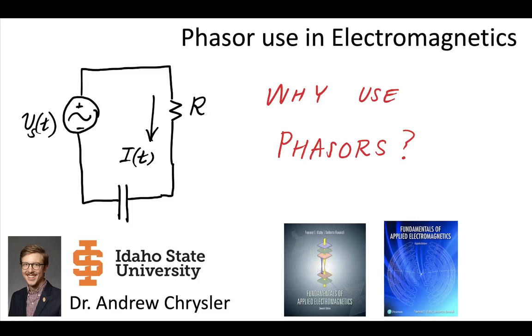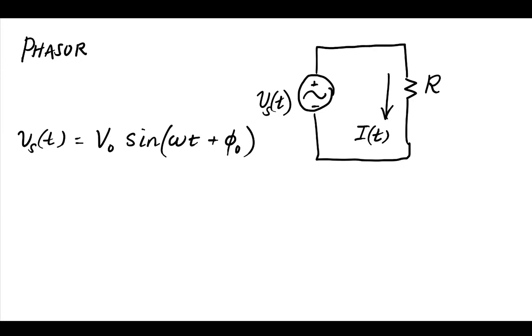So of course the next question you might be asking yourself is, why would we use phasors in electromagnetics or anywhere in electrical engineering? And that's because it helps us to solve more complex circuits such as this one. However, to see this, let's start out with a very basic circuit, probably one of the first circuits that you ever saw.